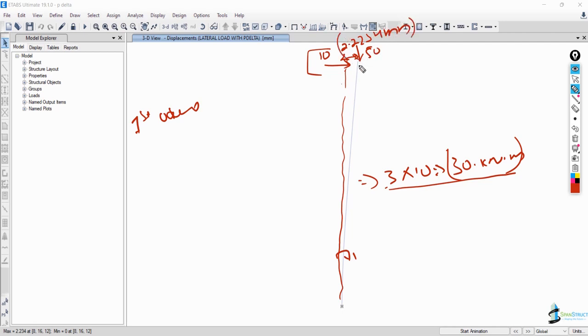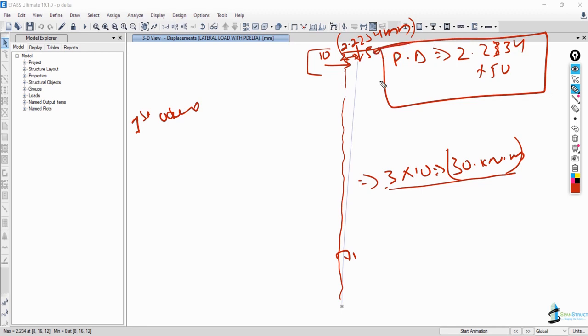So after applying the lateral load only, you got the deformation. And when the P delta is counted, this will be 2.2234 multiplied by 50. So this is an after effect, no? When the lateral load is applied, that was the first order. But due to that lateral force it got affected, then we will call this the second order, because this happened after the force got applied. So that's the reason why you call it second order.